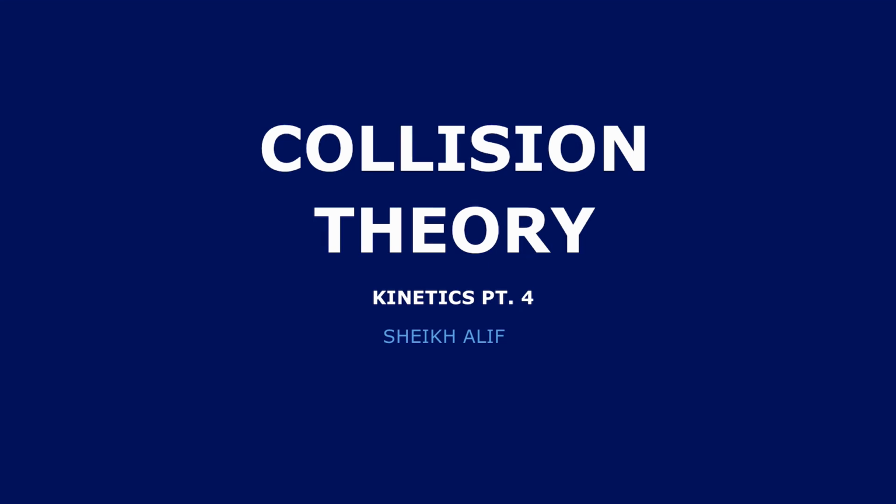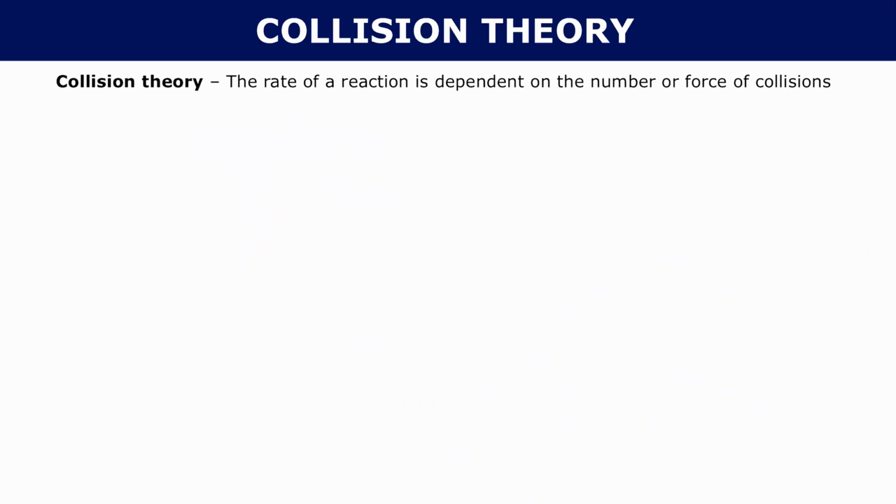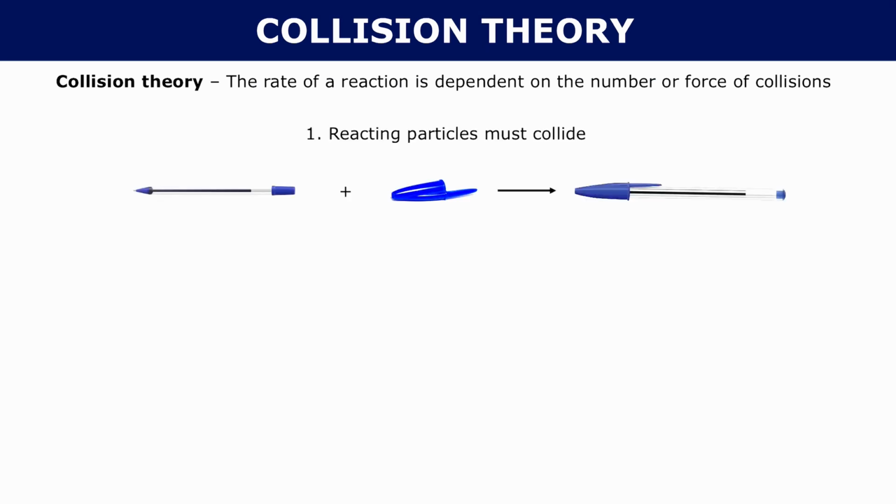Today we're going to be talking about collision theory. So collision theory tells us that the rate of a reaction is dependent on the number or force of collisions. So what does that mean? Collision theory has three little postulates, and they lay the requisites for when a reaction can occur. The first one is that reacting particles must collide.